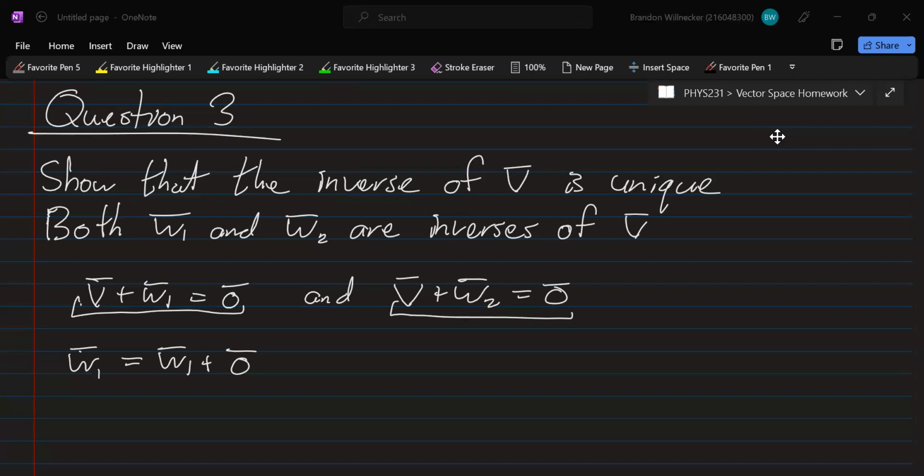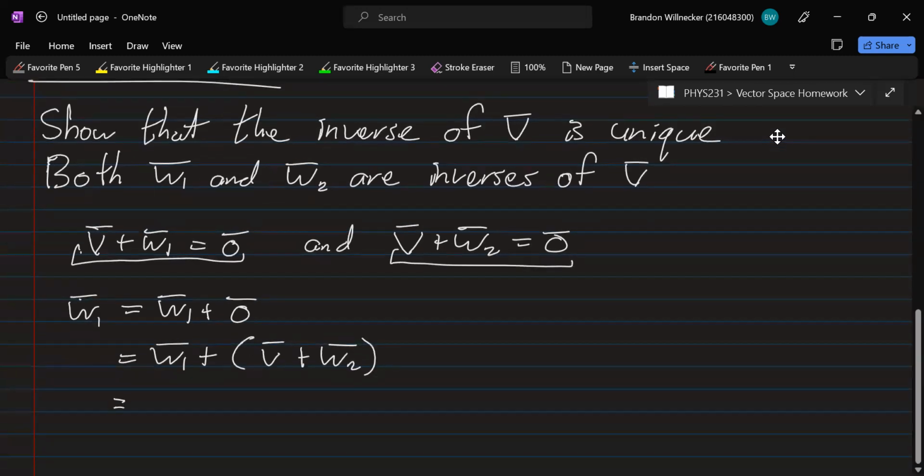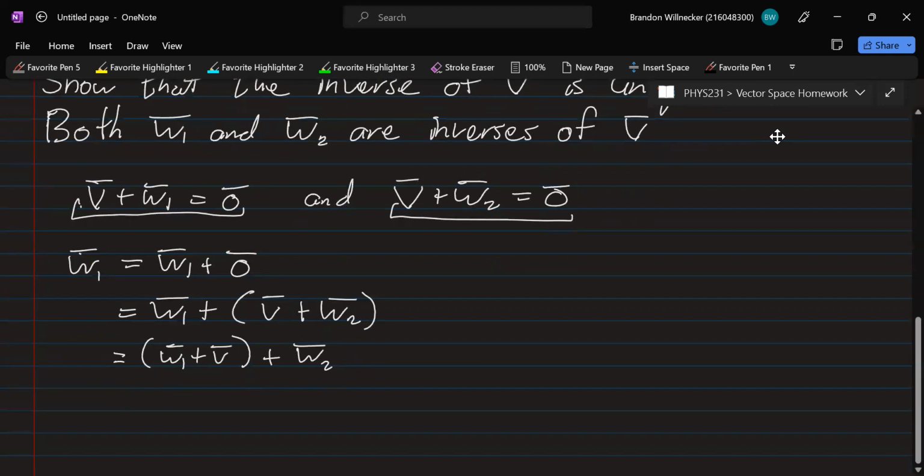So let's write it that second way. We're going to write this as W1 plus, and let's just put this in brackets, V plus W2. So I've just rewritten the zero vector using this other method. Now we've got the brackets around the last two vectors, but we know that this addition is associative, so we can shift the brackets to the first two vectors. So (W1 plus V) plus W2. Okay, so everything's fine with that.